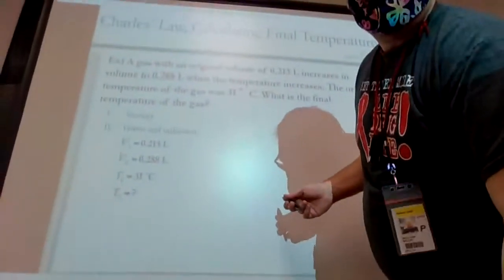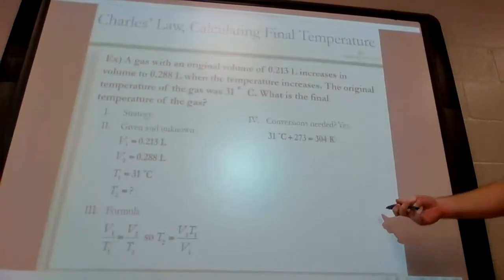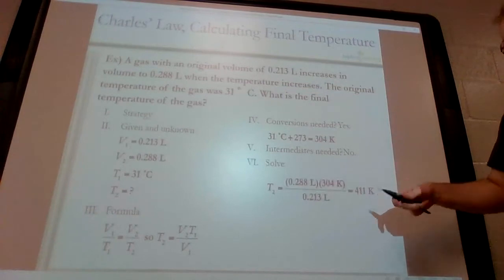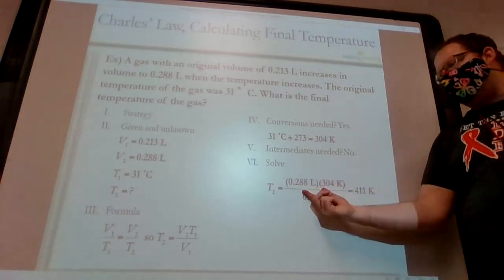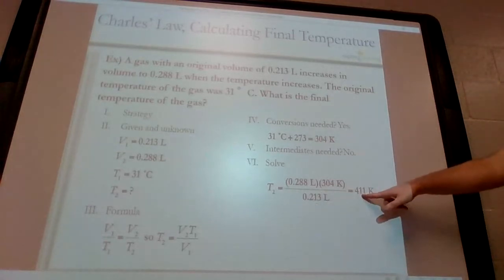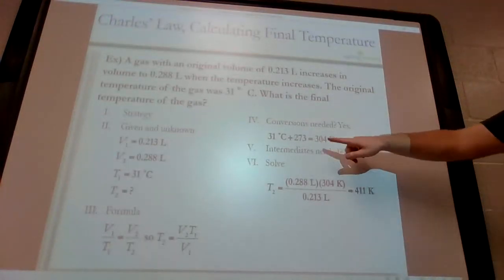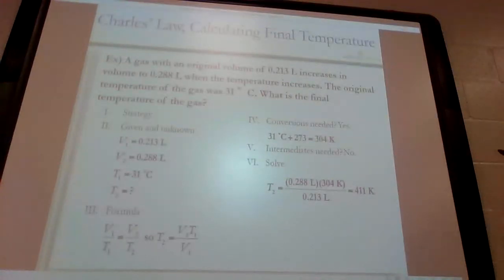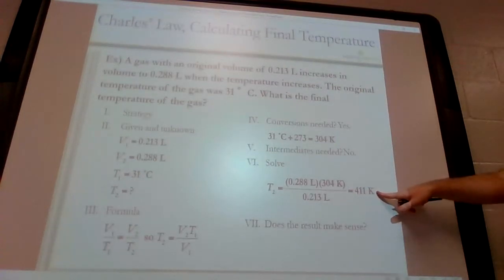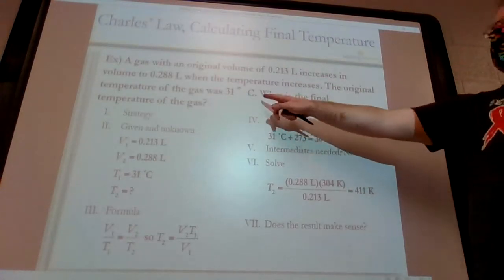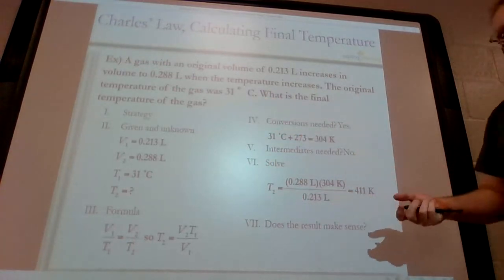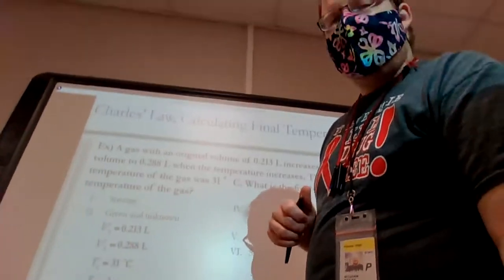So we let Sapling show us the way. They convert the temperature the same way we did, add 273. They plug everything in, and you get your 0.288 times 304 divided by 0.213. And we see that our temperature goes up from 304 K to 411 K. And to be honest, Sapling would probably ask for this answer to be in Celsius because they gave you a starting temperature in Celsius. So you would have to subtract 273 at the end and put that into your answer box.